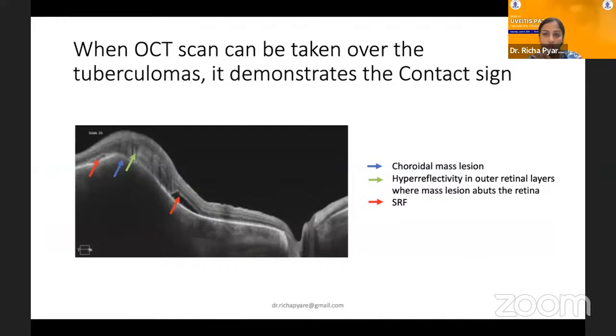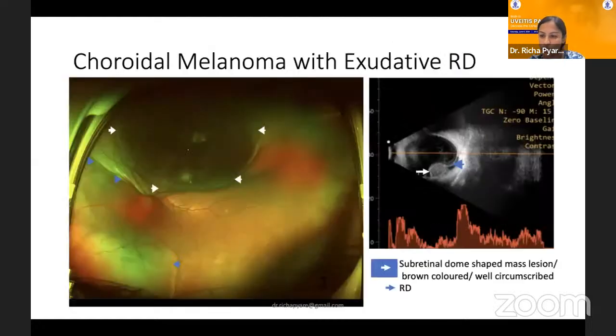Further on, if you take an OCT scan over the tuberculomas, you can demonstrate something called the contact sign. Contact sign basically is hyperreflectivity of the outer retinal layers on OCT, where the choroidal tuberculoma is in contact with the RPE, and this is due to inflammation of the contiguous retinal layers. This is probably because the tuberculomas are more shallowly placed than sarcoid granulomas. Besides ocular investigations, systemic investigations such as Mantoux, IGRA or QuantiFERON TB Gold, and chest imaging, preferably CT chest, are required to confirm that this is indeed a tuberculoma.